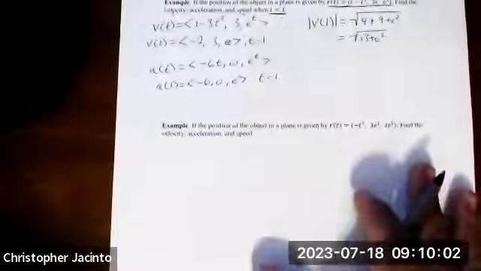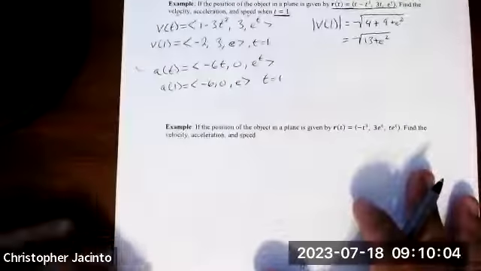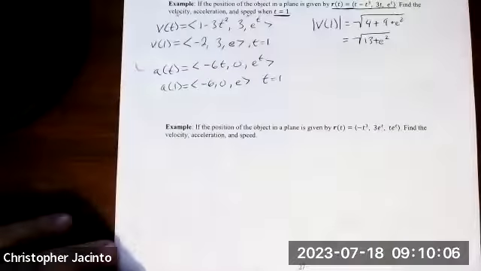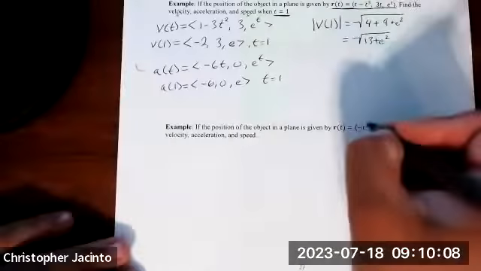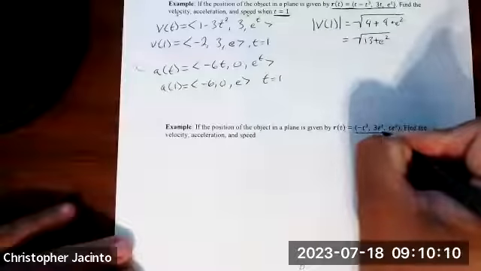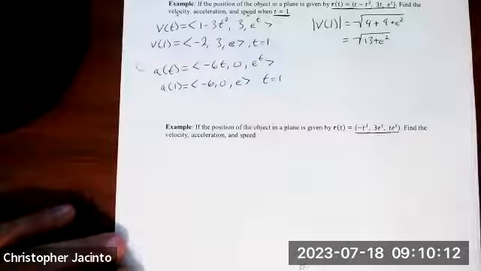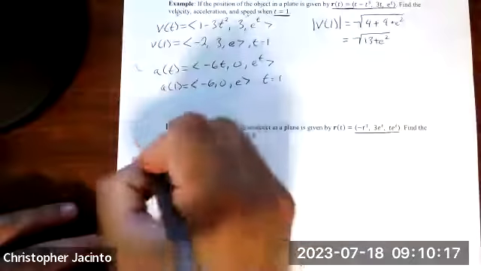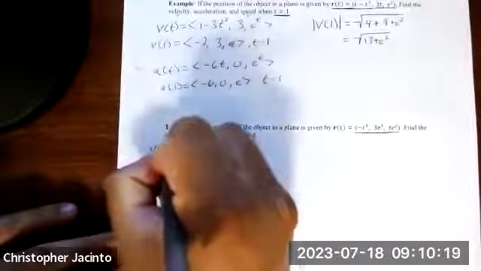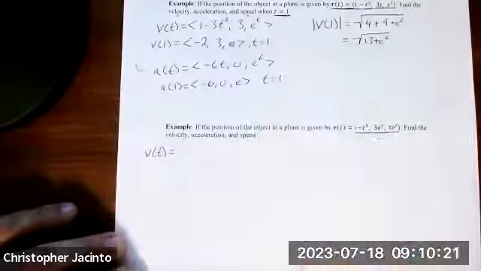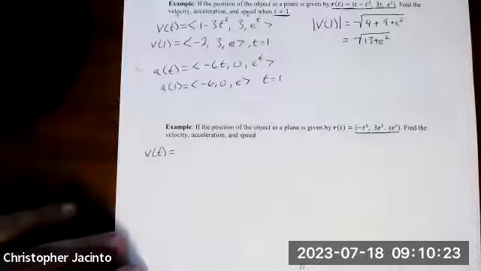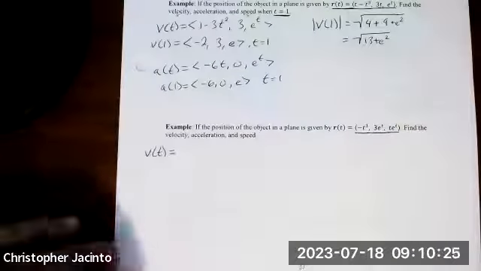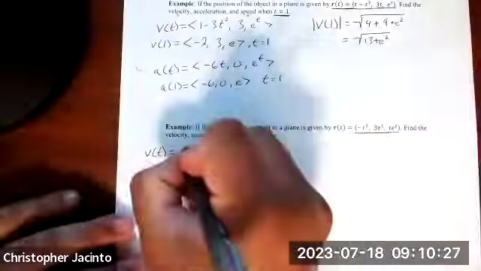Okay, let's do one more example just like this. Same thing, given the position of the object now being this as our vector, same process, find all three. First find v of t. This time we don't have an actual time, so we're just going to do the general one. So take the derivative.